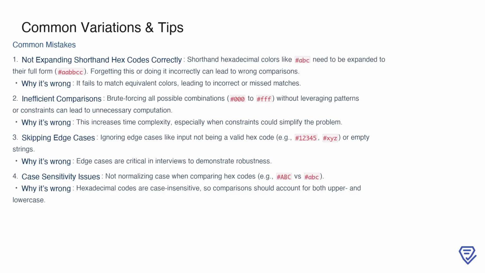Additionally, skipping edge cases is a critical oversight. For example, input strings that are not valid hex codes, like #12345 or #XYZ, or even empty strings, must be accounted for to make your solution robust. Lastly, case sensitivity can trip up comparisons. Hexadecimal codes are inherently case-insensitive, so you need to normalize both uppercase and lowercase inputs to avoid mismatches, such as treating #ABC and #abc as different values when they are, in fact, equivalent.